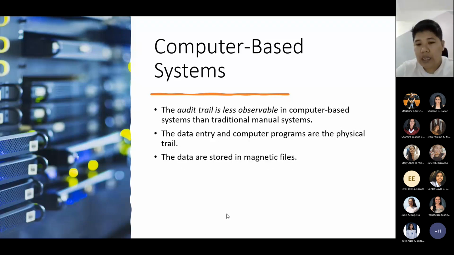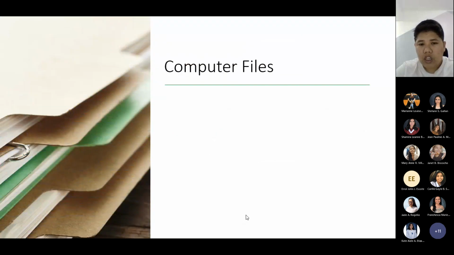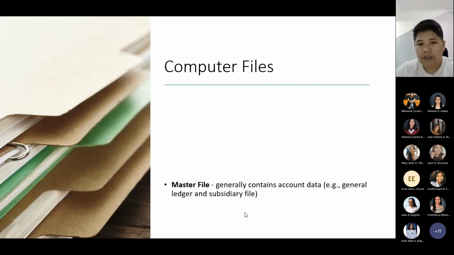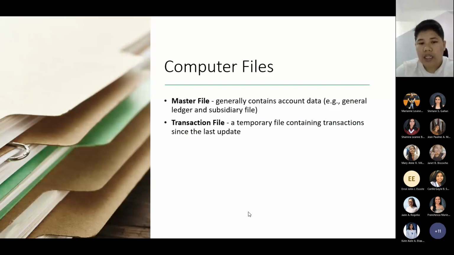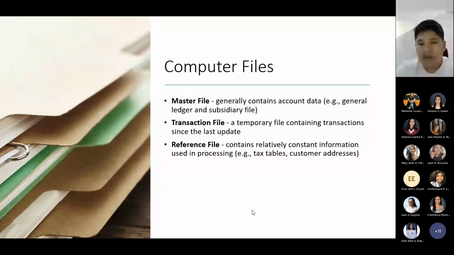Okay? The data are stored in magnetic files. Hindi na po need na magkaroon ng compilation of documents because soft copies na po ito. Tama? Magnetic files ang tawag. So, ma'am, ano po yung mga magnetic files or computer files? So, una natin dyan is the master file, which generally contains account data such as your GL and SL file. The transaction file are temporary file containing transactions since the last update. Reference file contains relatively constant information used in processing. Ito po yung pinagko-cross-referan ng system. Dito po nagbe-based ang system.